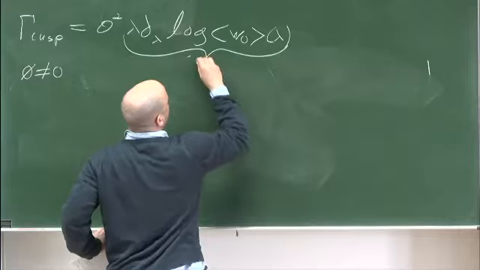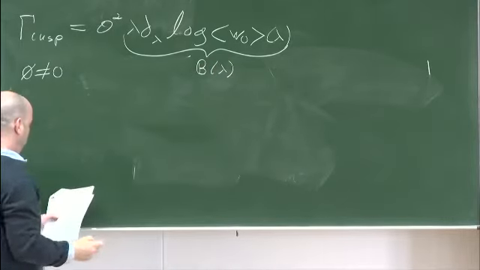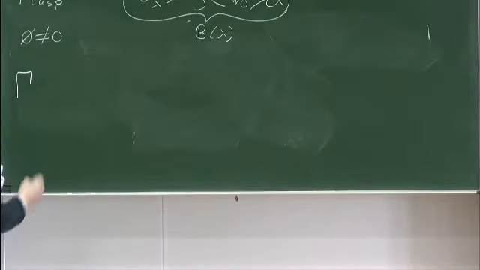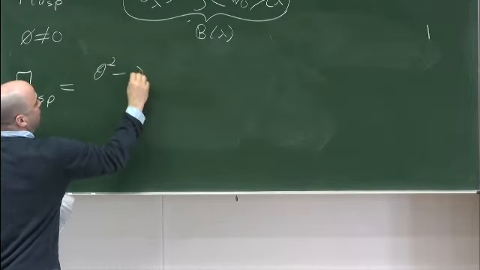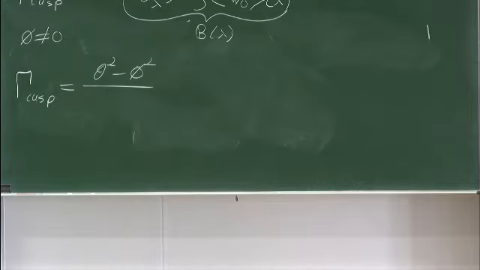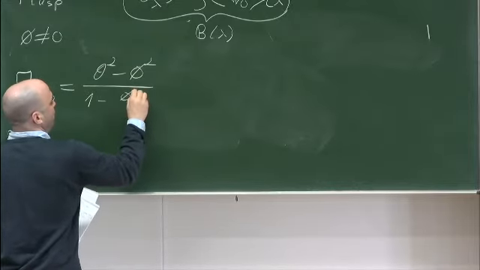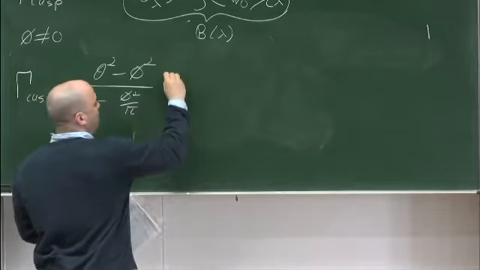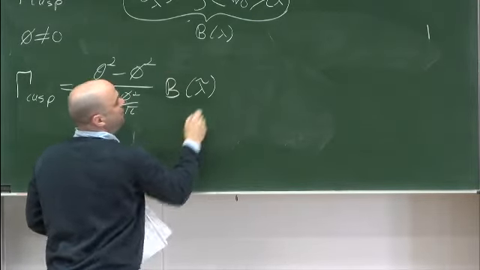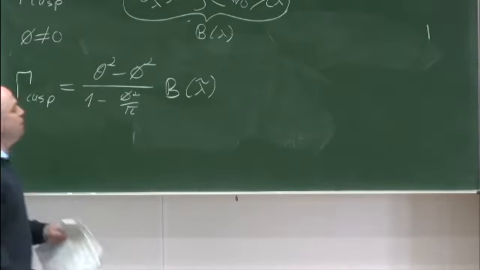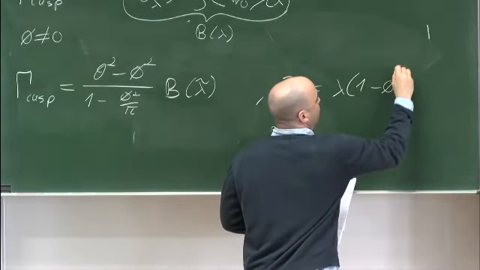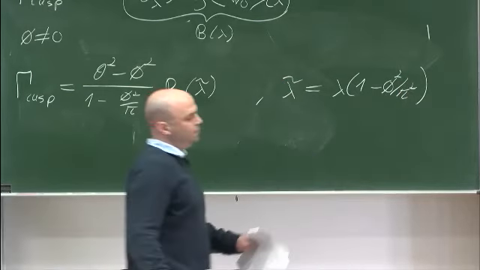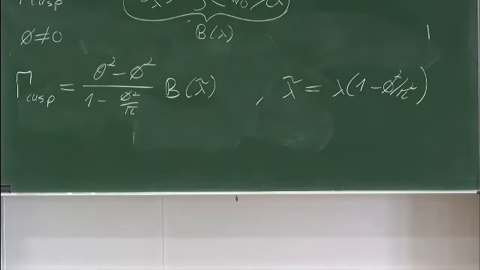So we will call this function b of lambda. What you will get is that for general angle phi, the gamma cusp is equal to theta square minus phi square, as it should be, divided by 1 minus phi square over pi square, times the same function b that appears here, at some other general coupling lambda tilde, where lambda tilde is equal to lambda times 1 minus phi square over pi square. Please stop me if you have any questions. So this is this function h.